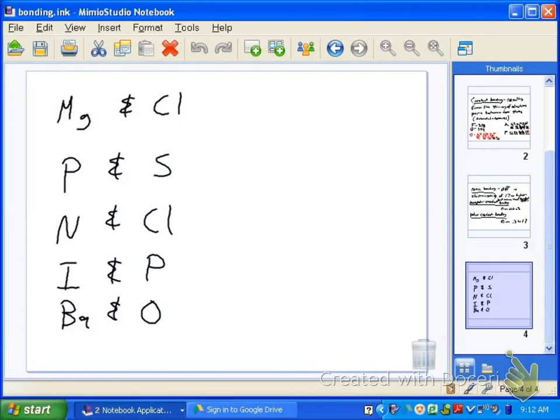Yeah, it's good to know the difference so that we can talk about it in case we do get a wrong answer. 1.85. So the difference between these two would be 1.85. So anything above 1.7 is going to be considered ionic in nature.